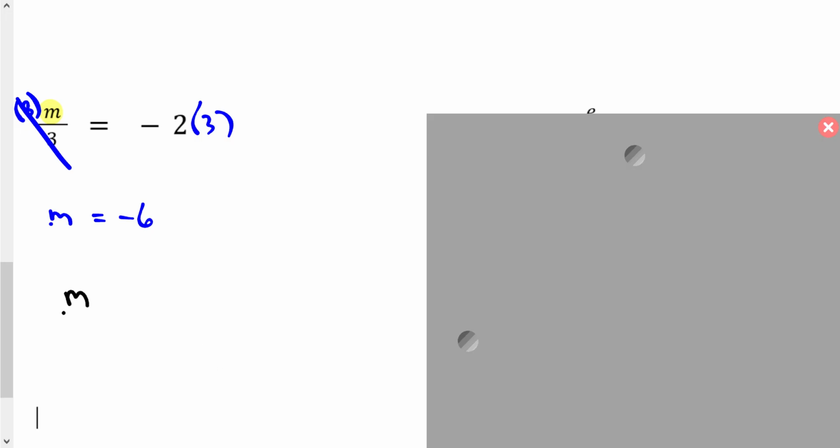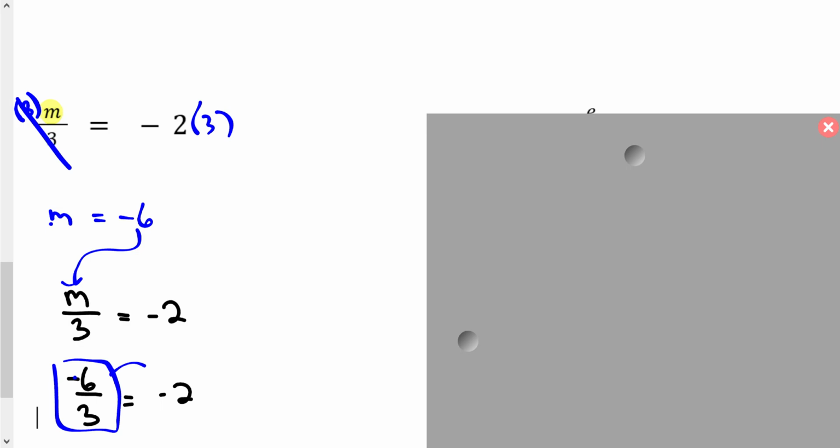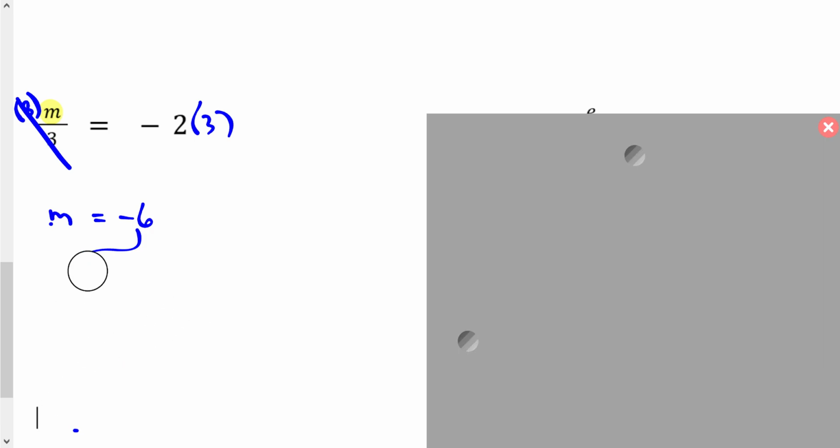See, look, m is being divided by 3, and it's supposed to get us -2. Well, that m is going to become a -6. What is -6 divided by 3? Well, it's equal to -2. It really does work. We're using inverse operations to get the variable all by itself and be able to show us what that variable needs to be to keep the two sides of the equation equal to each other.